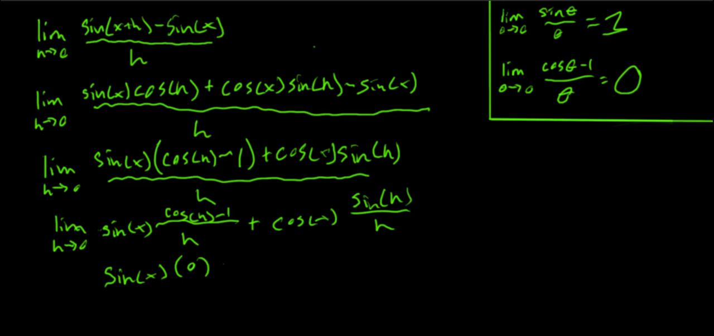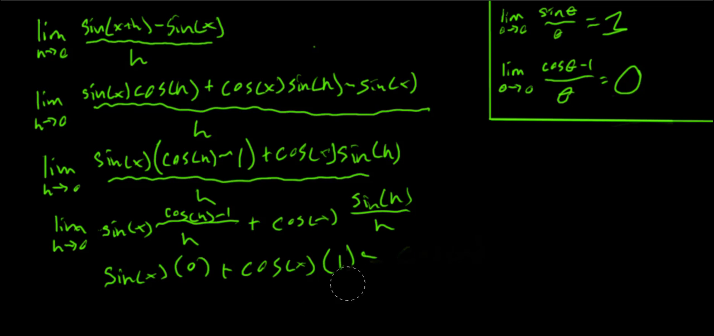So that's 0 plus cosine of x times, okay, we know from our limit up there that sine of h over h as h approaches 0 is equal to 1. And so all we're left with is the cosine of x. And there we go. We just proved that the derivative of sine is indeed cosine, right?